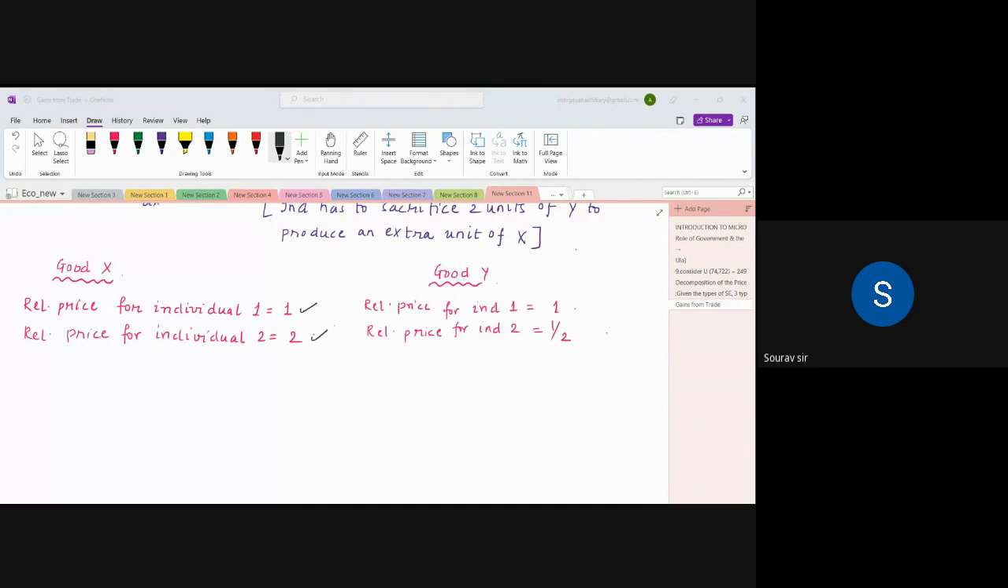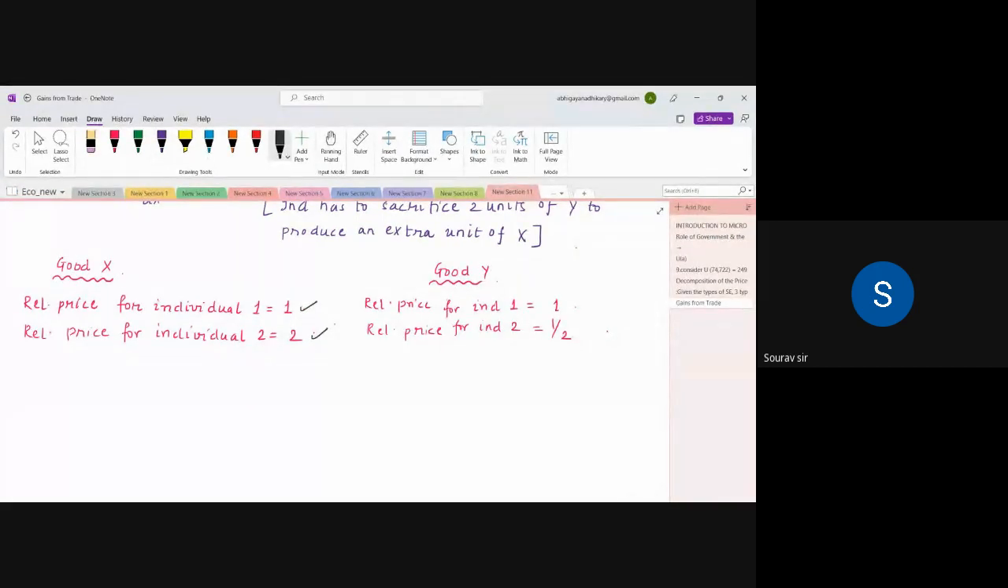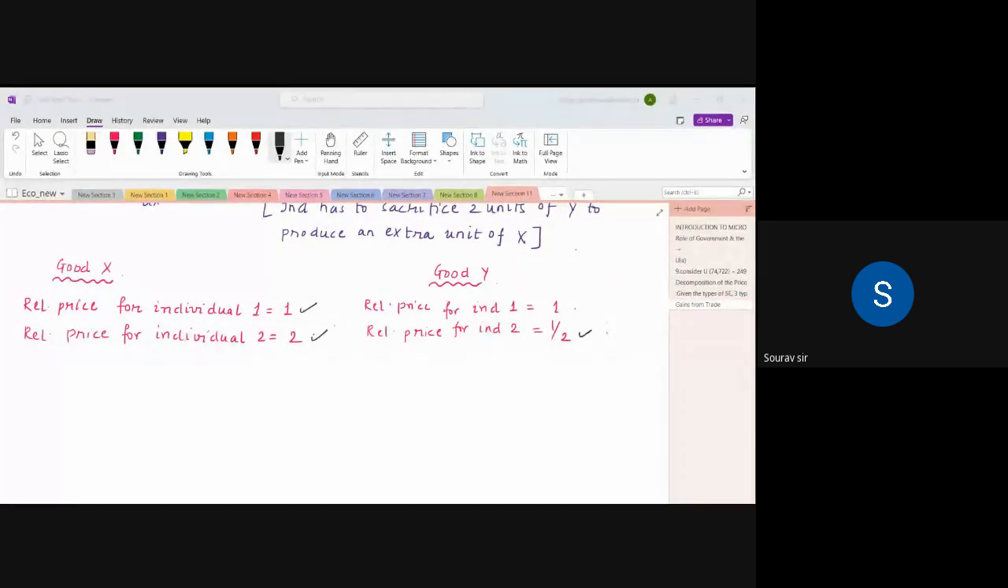So individual 1 can actually sell these extra units, or it is beneficial for individual 2 to actually buy good X from individual 1 rather than producing it for himself. On the other hand, for good Y, the relative price for good Y is lesser for individual 2. So it would be beneficial for individual 1 to buy the good from individual 2 rather than producing it for himself. Correct? Less expenditure. Is the idea making sense to all of you?